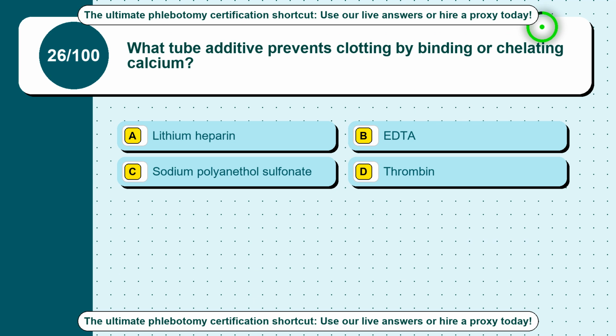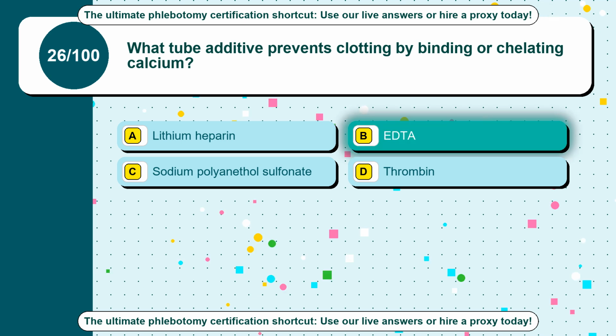Question 26. What tube additive prevents clotting by binding or chelating calcium? Option A, lithium heparin. Option B, EDTA. Option C, sodium polyanethol sulfonate. Option D, thrombin. The correct answer is option B, EDTA.